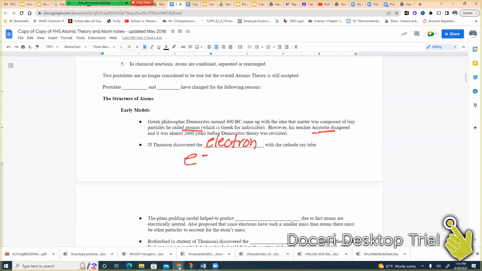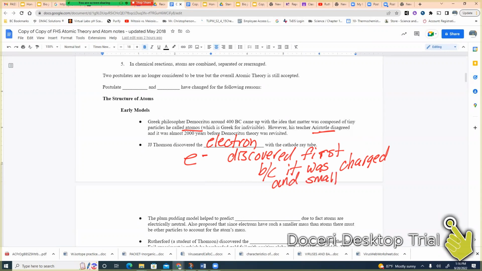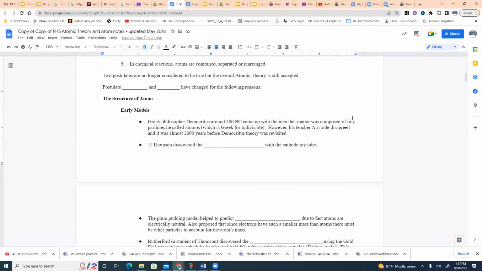Negative, because electrons are negative. He used something called the cathode ray tube. The electron was discovered first because it was charged and small. That's why it was the one that was easiest to discover. If something is charged, then you're able to manipulate it some, and then with it being so small. The next 2 blanks, and that's going to be it.